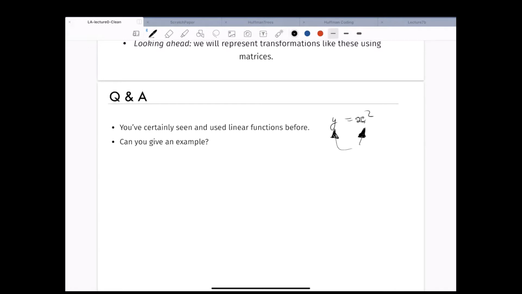Is this a linear function? Okay, so is this function linear? 2 times x. Yes. Okay, why do we say that it's linear? Because it's increasing at a constant rate, where the rate doesn't change.